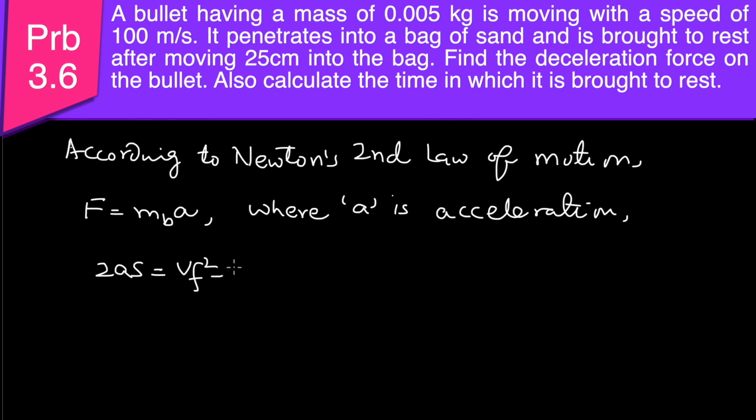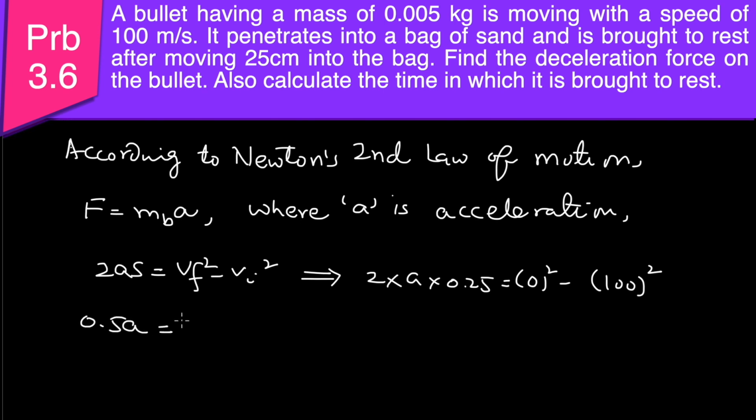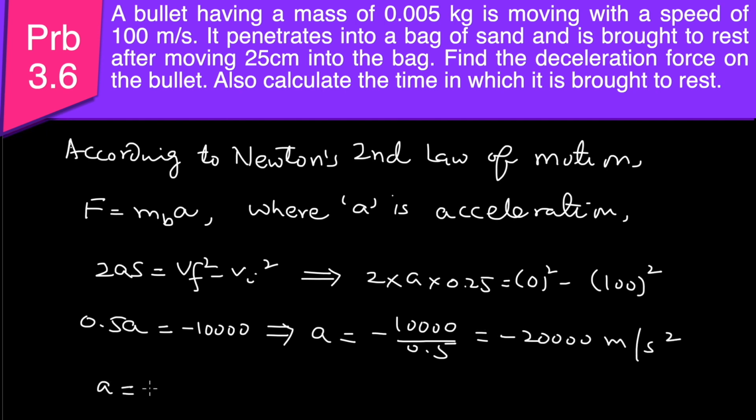2as equal to vf square minus vi square. So we will use this data: 2 times a times 0.25, which is equal to 0 square minus 100 square. So if you solve this, you will get 0.5a equal to minus 10,000 because the square of 100 is 10,000. Rearranging this, we will get acceleration is equal to minus 10,000 divided by 0.5, which is equal to minus 20,000 meter per second square.